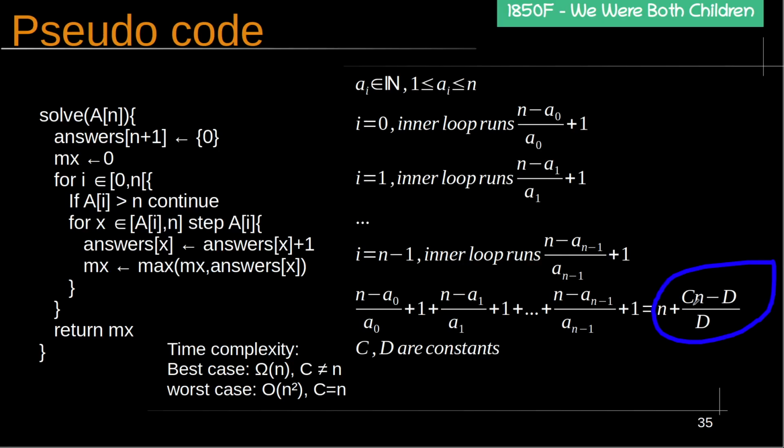In the best case, if C is not equal to n, we have n plus a constant C times (n - D) over a constant D. So the time in the best case will be Omega of n, linear time. In the worst case, if C is equal to n, it would be n times n, which is n squared. So the worst case time complexity is big O of n squared, which is quadratic.